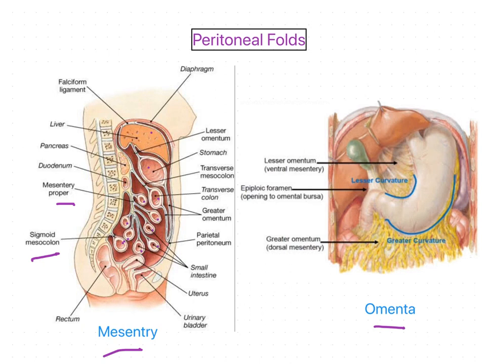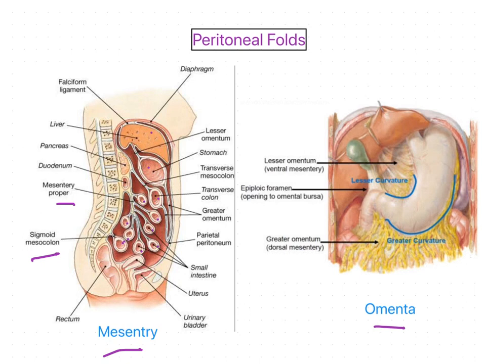Mesentery is a fold which connects the intestines with the parietal wall. So all these mesenteries finally connect to the parietal wall. The mesentery of the transverse colon is called the transverse mesocolon, like that.